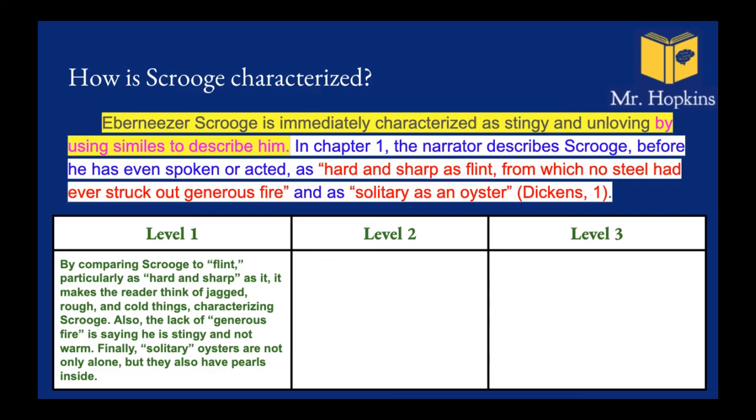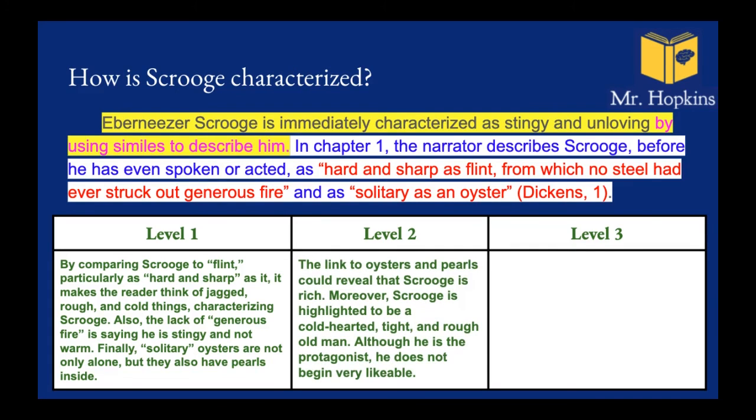Also, the lack of generous fire is saying that he's stingy and not warm. Finally, solitary oysters are not only alone, but they also have pearls inside. So what does this say about the whole character? Well, he's definitely rich, he's definitely cold-hearted, tight and rough. And although he's the protagonist, he does not begin very likeable. This could suggest that he's a dynamic character who changes in the novel.